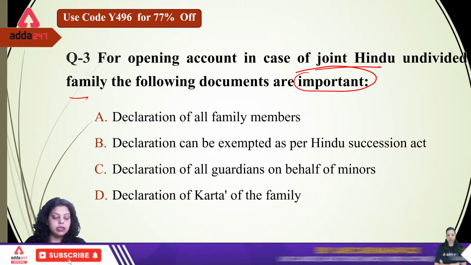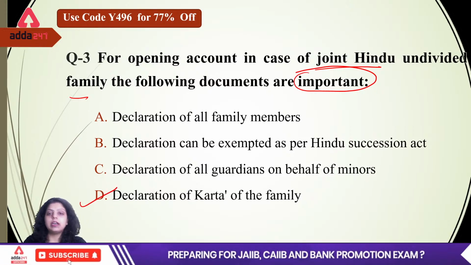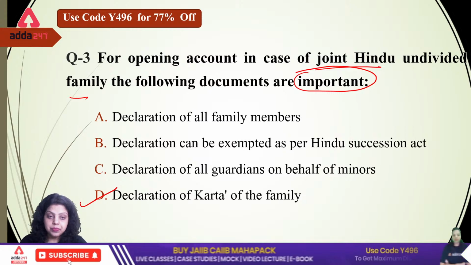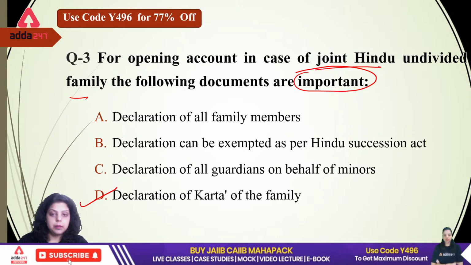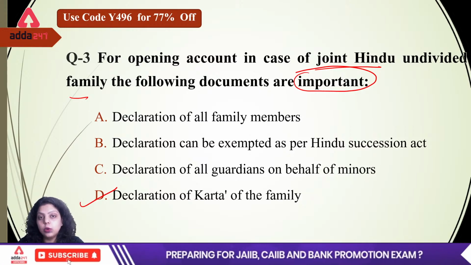Okay, the answer is your D, very good. The declaration of Karta of the family, very good. So the right option for the third question is your D, that is declaration of Karta of the family. It is an important document at the time of opening account of joint Hindu undivided family.